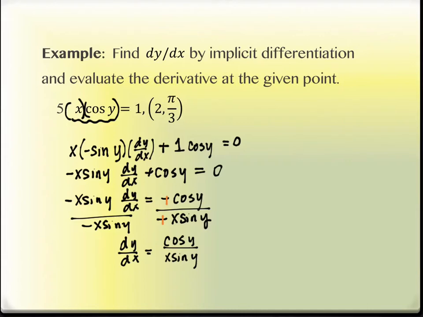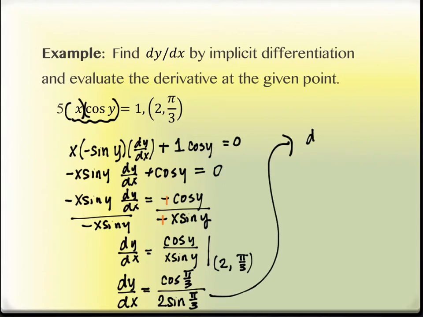But we're supposed to be evaluating this at the ordered pair 2 and pi over 3, right? Again, it's really nice because they gave us the x and the y value, and we need both of them. So the dy dx with the variables evaluated, right? Cosine of pi over 3, 2 times the sine of pi over 3. And there's that unit circle creeping back in, right? What is the cosine of pi over 3?